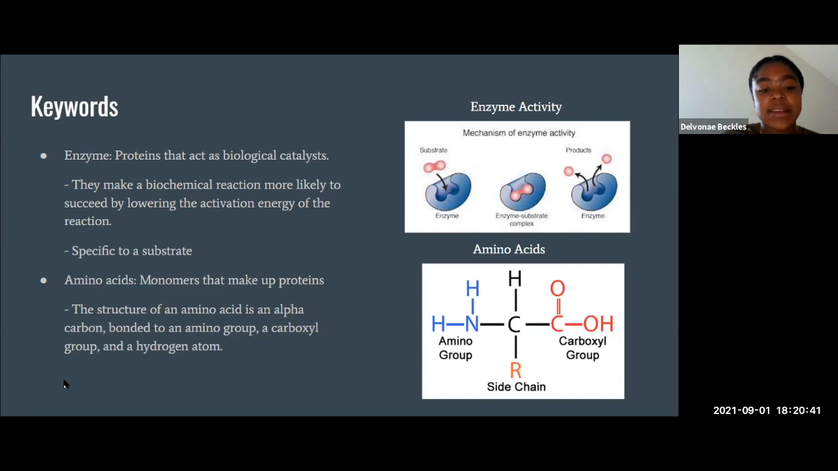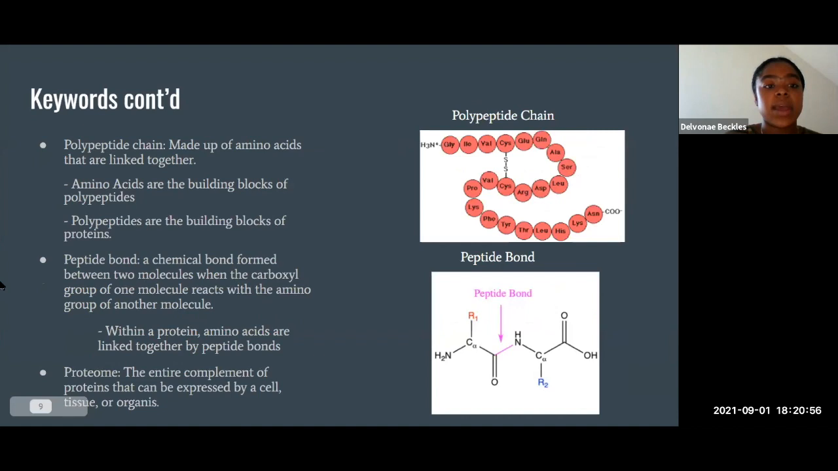Next, we have amino acids, and those are monomers that make up proteins. The structure of an amino acid is an alpha carbon bonded to an amino group, a carboxyl group, and a hydrogen atom, which is also shown in the photo on the right. Next, we have a polypeptide chain, which is made up of amino acids that are linked together. Basically, amino acids are the building blocks of polypeptides, and polypeptides are the building blocks of proteins.